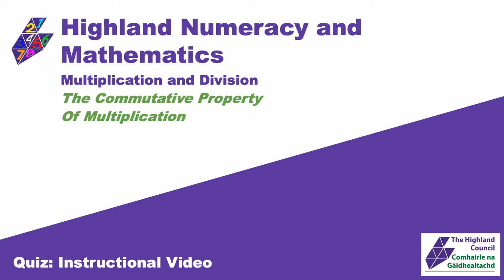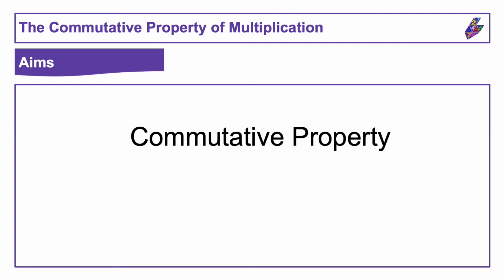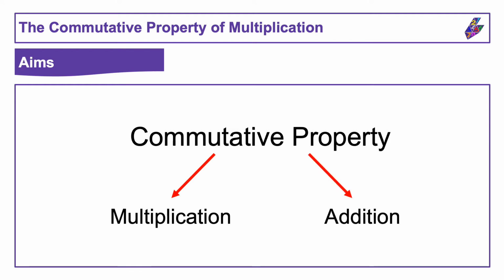In this video, we're going to explore the commutative property of multiplication. You might have heard of this property before in connection with addition. Both multiplication and addition are commutative. We'll explore the meaning of this in a moment.